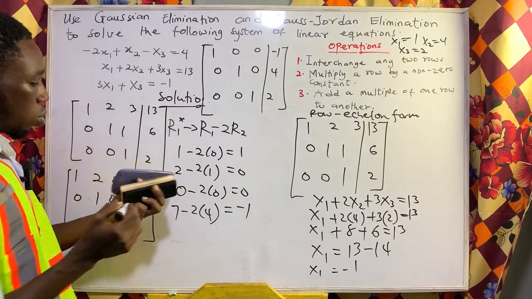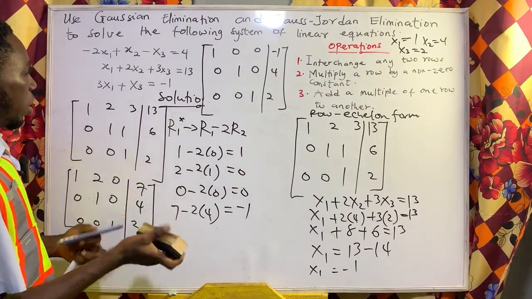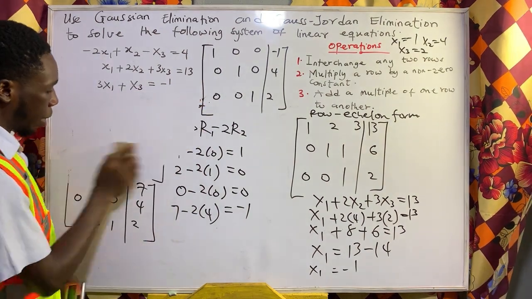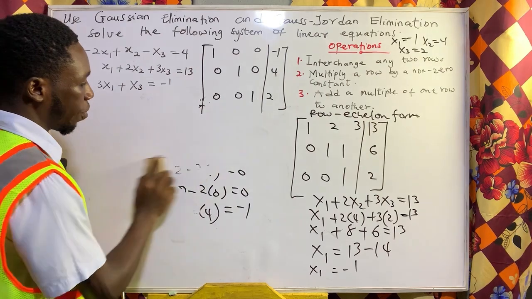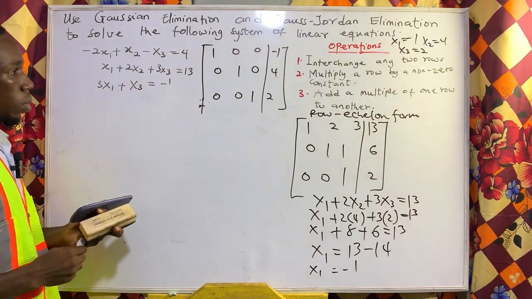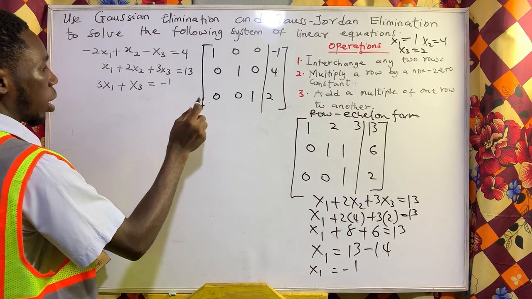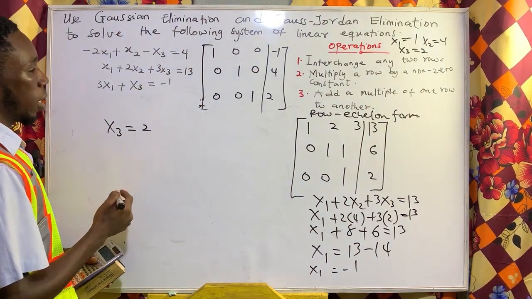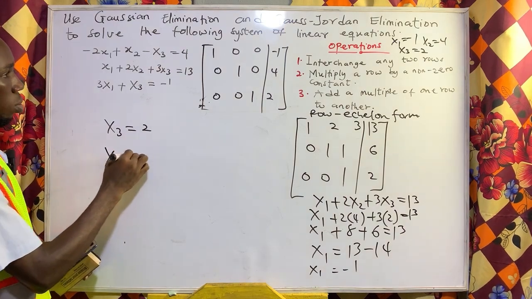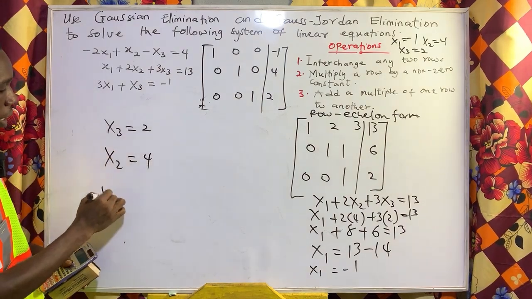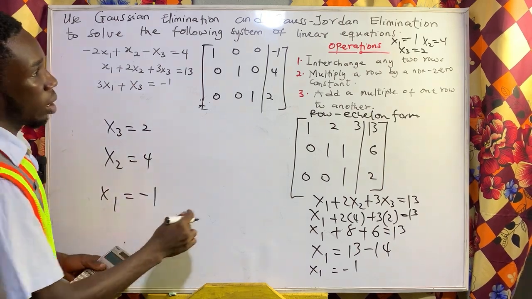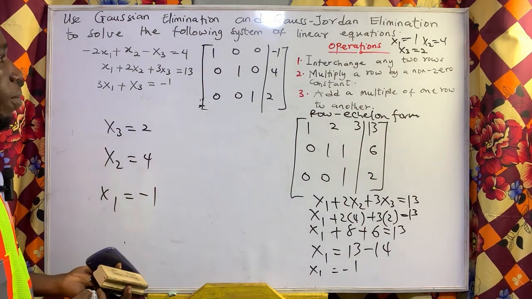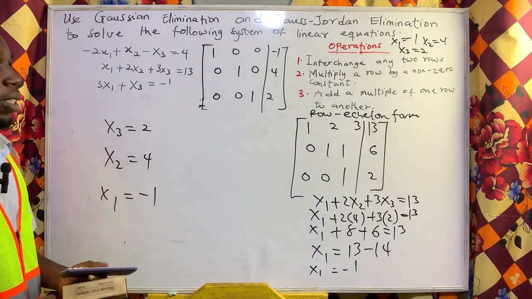So now we are going to find the variables, which are X1, X2, and X3. You see that it's very easy for us to find these unknown variables. Starting from the last entries, we have X3 equal to 2, and then X2 equal to 4, and then X1 equal to -1. This is the same as the answers you got when you used the Gaussian elimination approach. So this is how to solve questions like this.